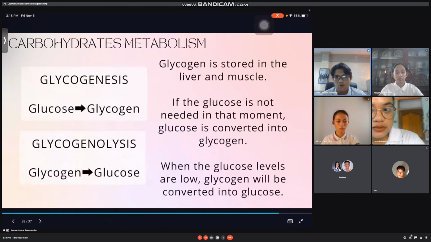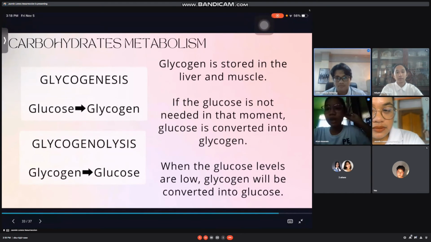All right. So, who would like to elaborate on glycogenesis? Okay, Miss Alvarado. To elaborate, in our liver and muscles, most glucose is converted into glycogen for storage if we don't need it. That process is called glycogenesis. So if our glucose is low, the glycogen in our liver and muscle will be converted back to glucose for use. That's all. Okay, next slide, please.